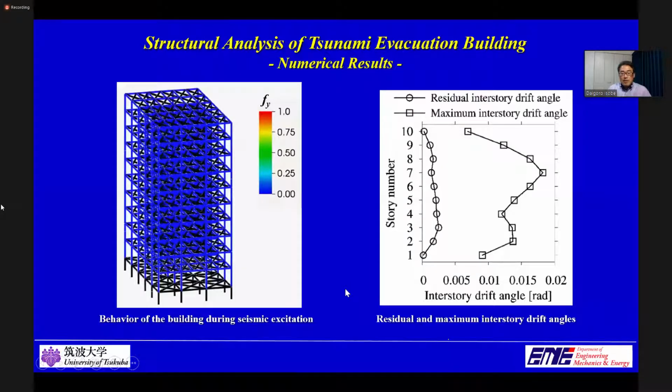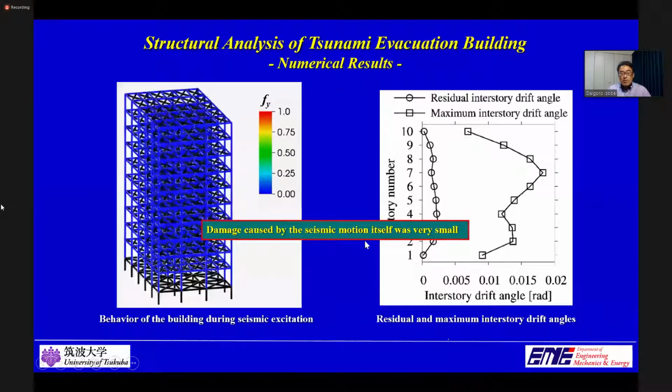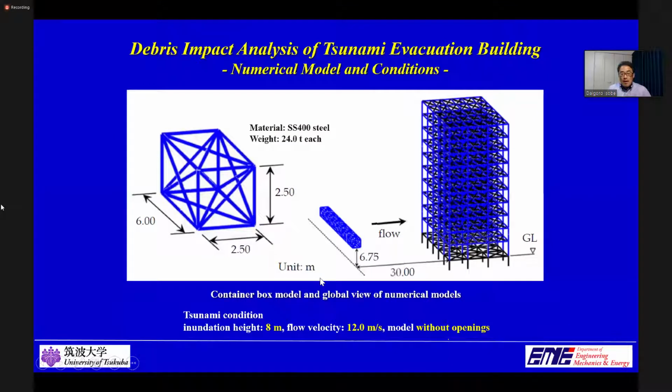Next, a debris impact analysis was conducted after applying a tsunami wave force in the most severe condition. Six container boxes were placed side by side at this location, 30 meters away from the front surface of the building. An initial velocity equivalent to the tsunami flow was given to the container boxes in the direction of the building to simulate the impact phenomena.